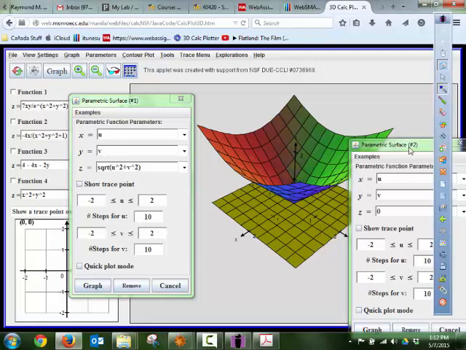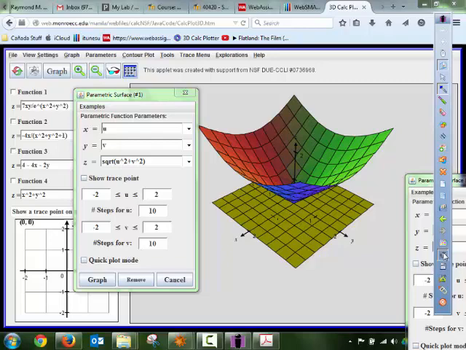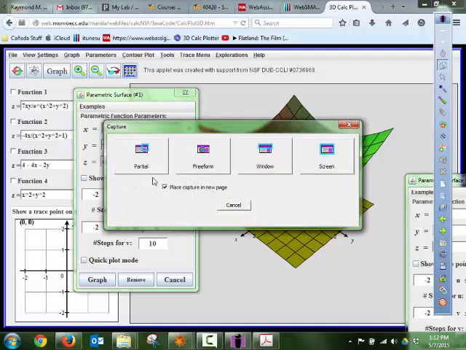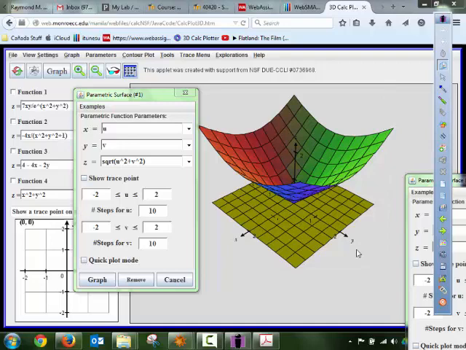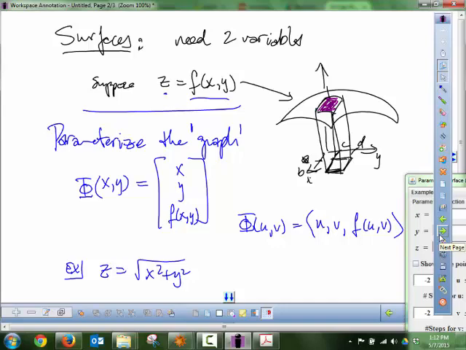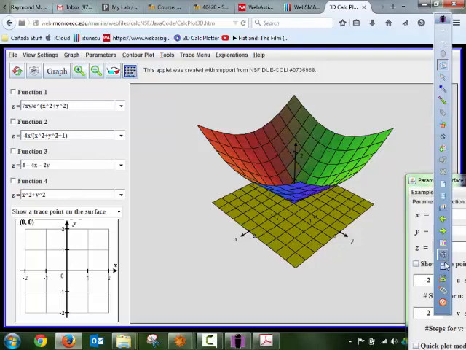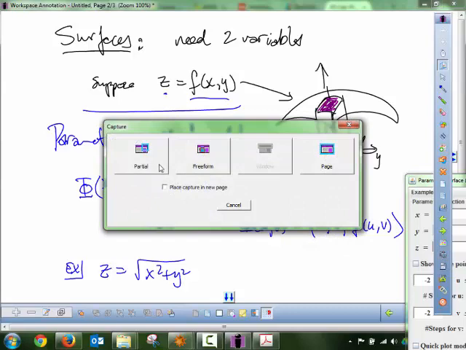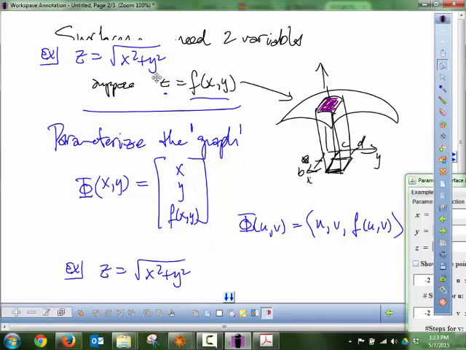So let me take this one out and keep this one here and take a picture of this cool drawing so that we can put it in our notes. I guess this needs to go too. Oops, sorry. Too many clicking things here.